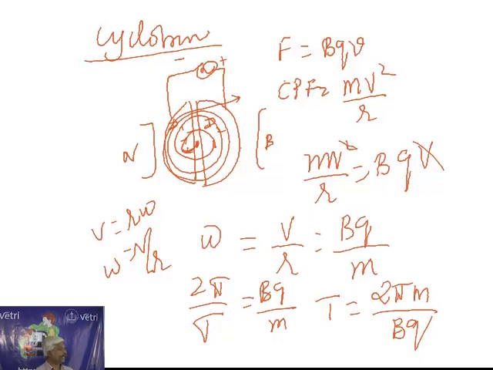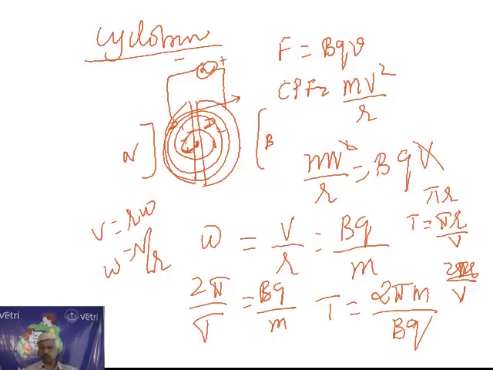Otherwise, it can be argued from the other side also. What is the distance travelled in a semicircle? The distance travelled in a semicircle is pi r. We know velocity is equal to distance by time. Therefore, time is equal to distance by velocity, pi r by v. The total time taken is 2t, therefore 2 pi r by v. That can be modified as 2 pi m by BQ, because r by v is 1 by omega.